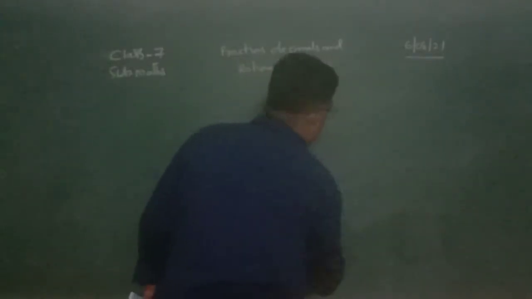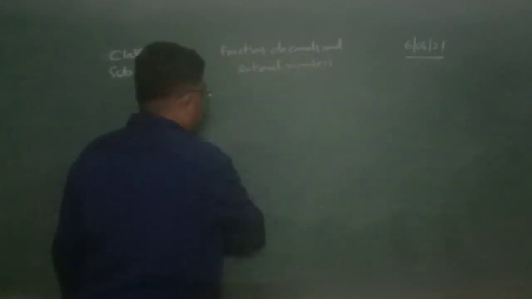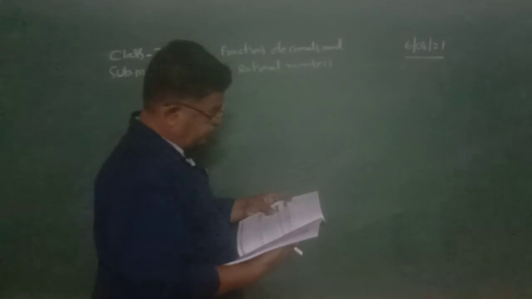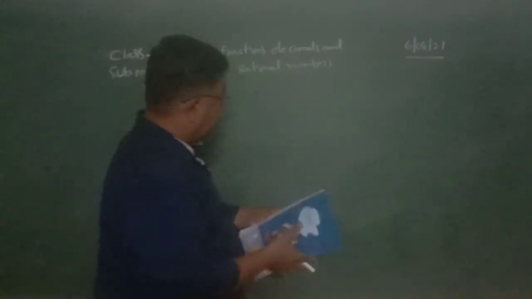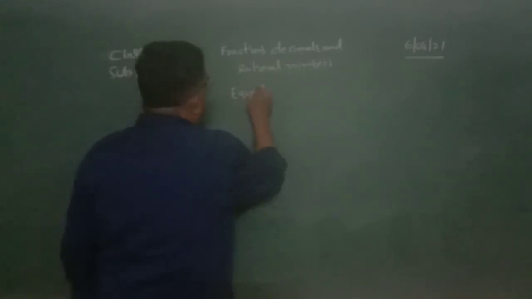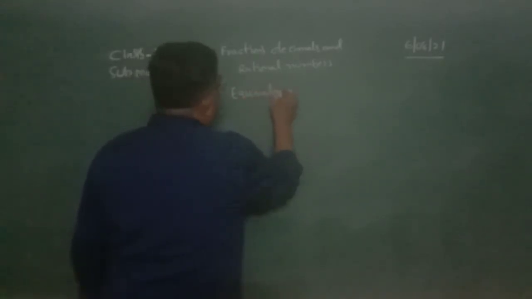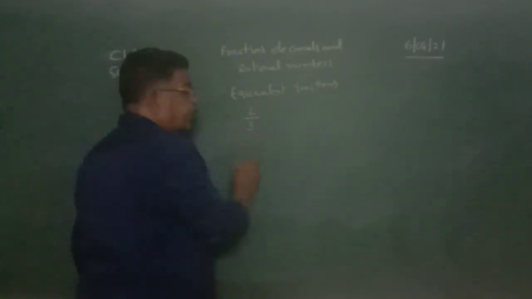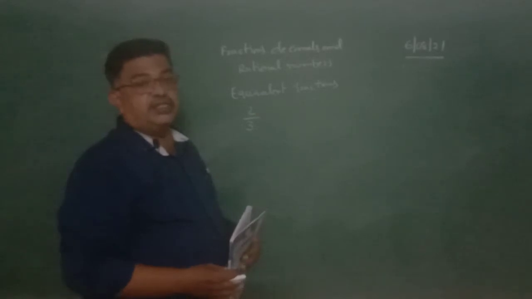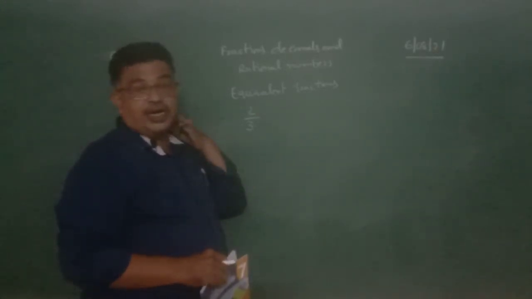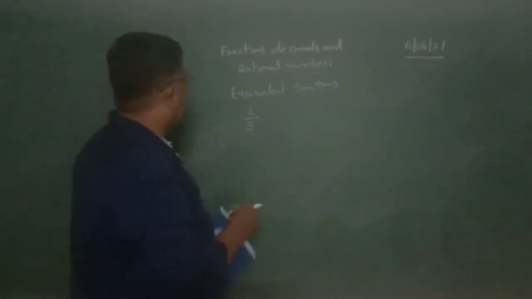Next. Equivalent fractions. What is this fraction? Say for example 2 by 3. What type of fraction is it? It is a proper fraction. Why is it a proper fraction? Since the numerator is smaller than the denominator.